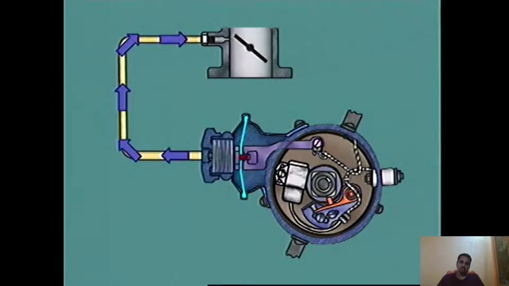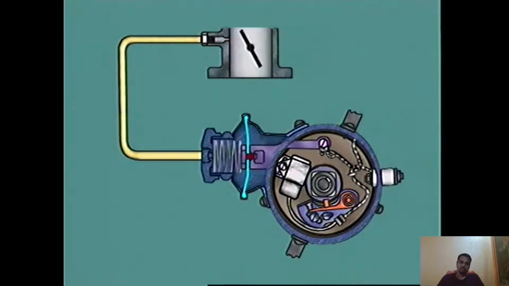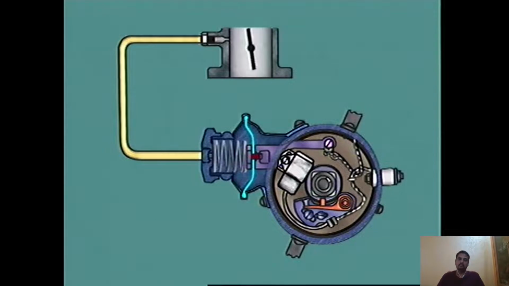The diaphragm moves against the spring to rotate the base plate, and since the base plate carries the contact breaker, the contacts meet the distributor cam earlier in rotation, advancing the spark. As the throttle is opened wider, there is less vacuum effect in the manifold and consequently less vacuum advance. At wide open throttle, there will be no vacuum advance at all, and ignition advance will be determined solely by the speed-sensitive mechanism.